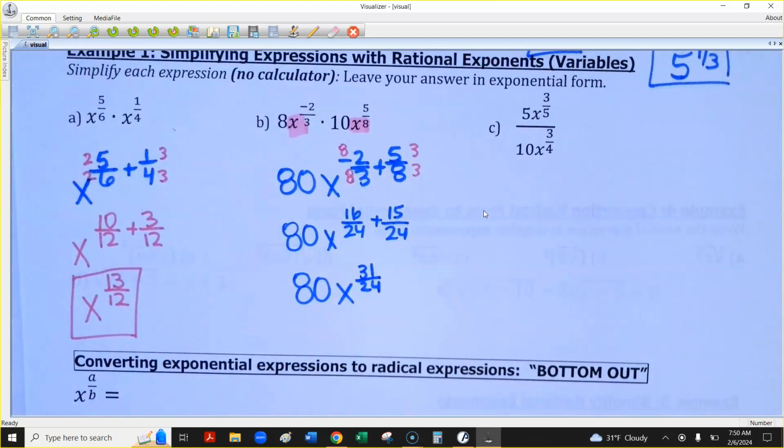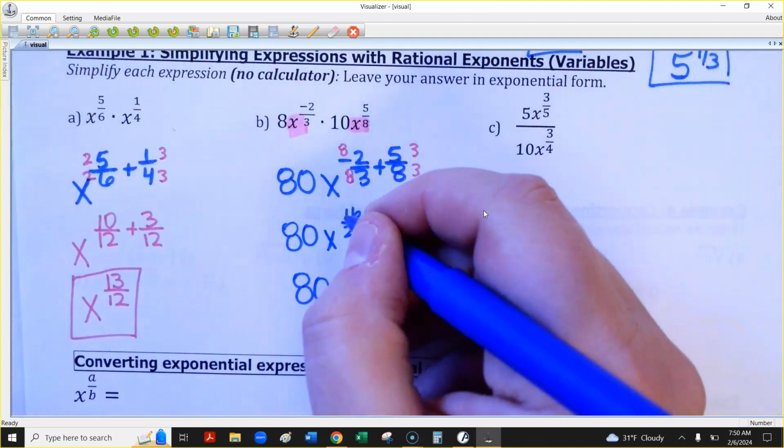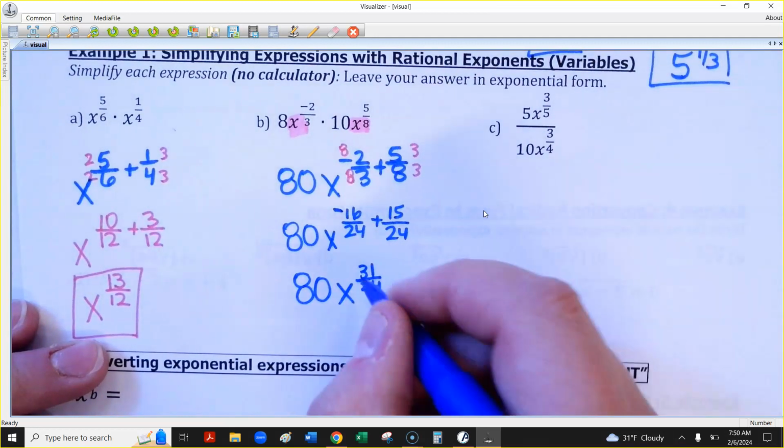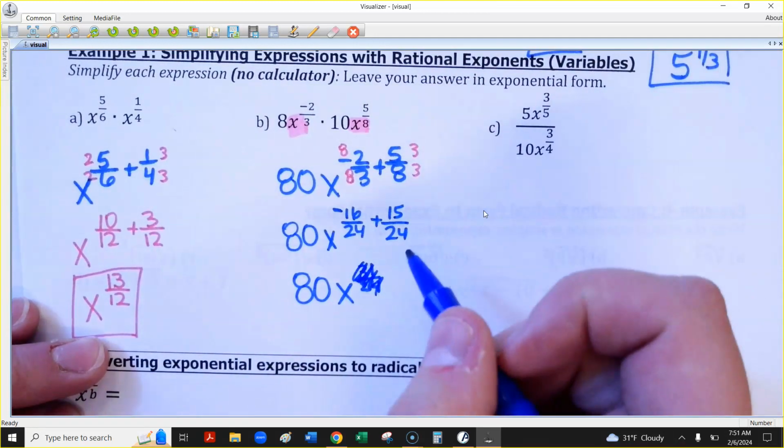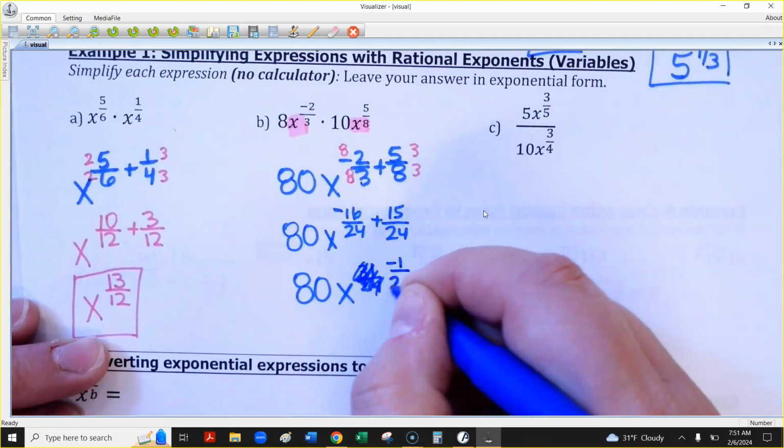Oh no, what did I screw up? I think it's -2. Oh, it's negative. Okay, negative. You're so right. Okay, let's see. That would be negative 1 over 24.